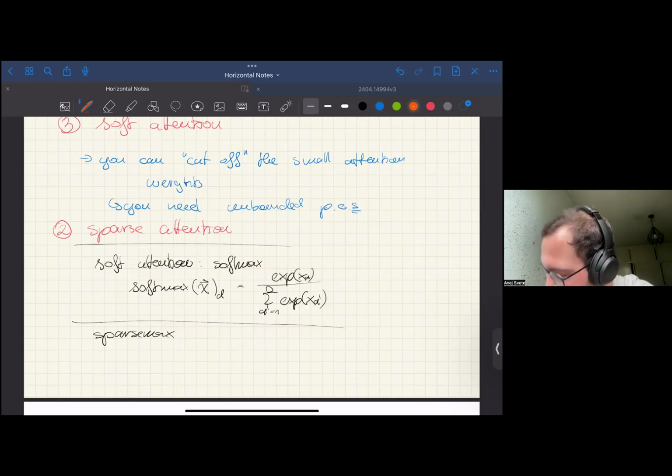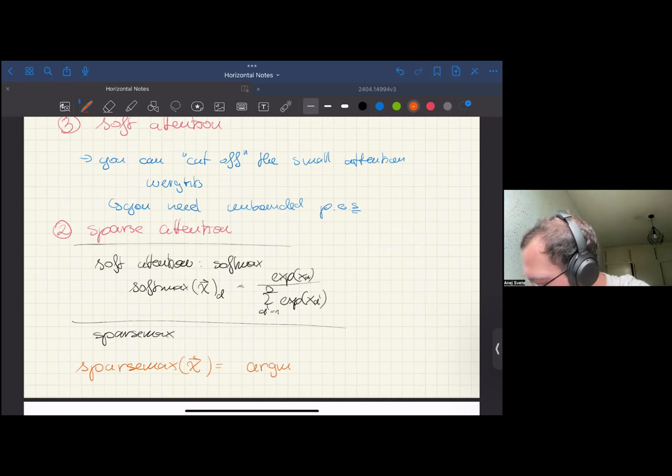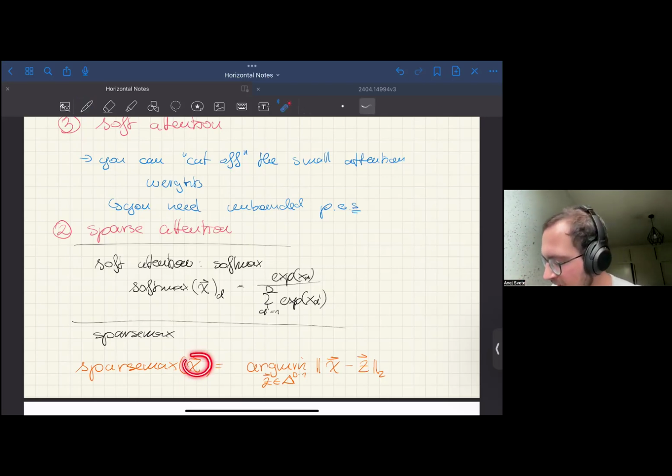And let's put it in orange because it's new. It's defined as: sparsemax of some vector x is the argmin over z in the probability simplex, let's say Δ^(d-1), of this optimization problem, the norm of x minus z, this second norm. So it's basically just the projection of this vector x onto the probability simplex. And because of this, it can have many zero entries, which is very attractive.